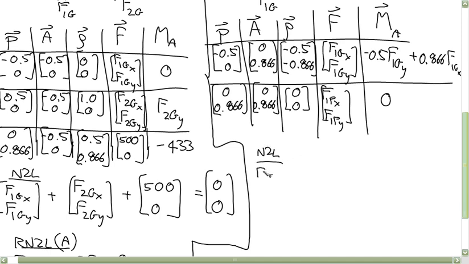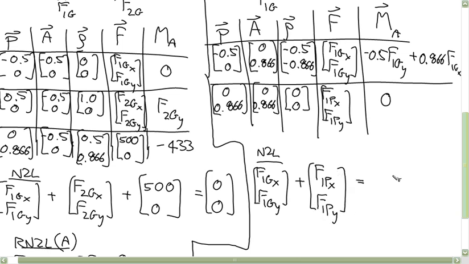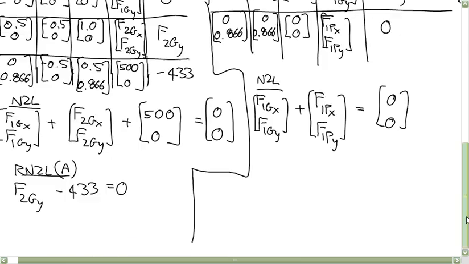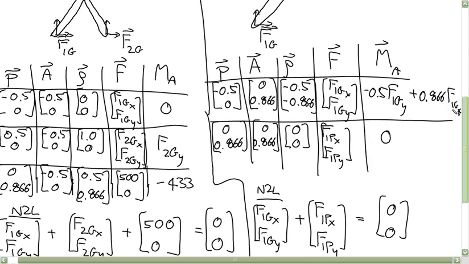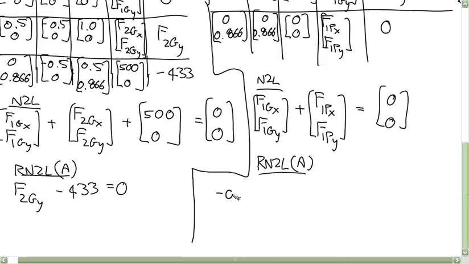So Newton's second law says F1GX, F1GY plus F1PX, F1PY is equal to 0, 0. And the moment equation says this expression is equal to zero. Negative 0.5 F1GY plus 0.866 F1GX is equal to zero.